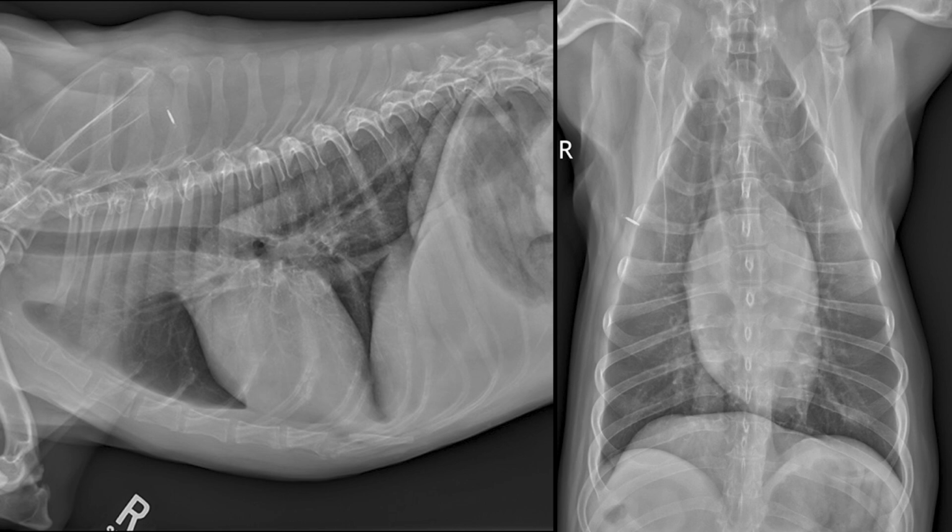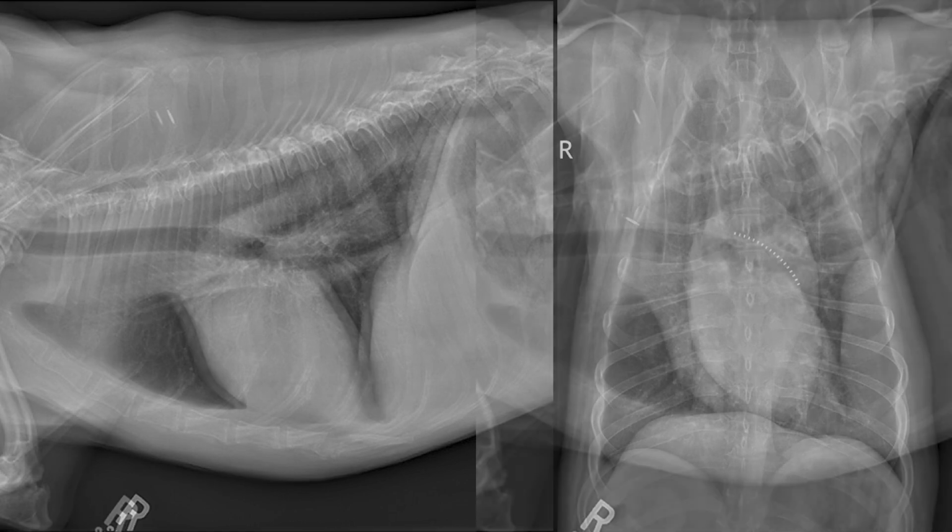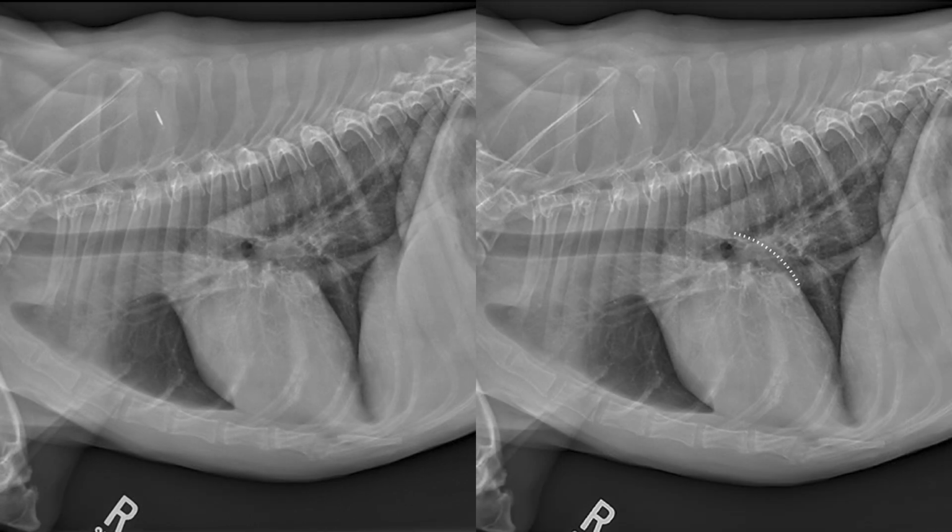The left atrium in a canine patient is located along the caudodorsal margin of the cardiac silhouette, tapering in a craniodorsal direction. This is highlighted by the dotted white lines and is referred to as the cardiac waist.